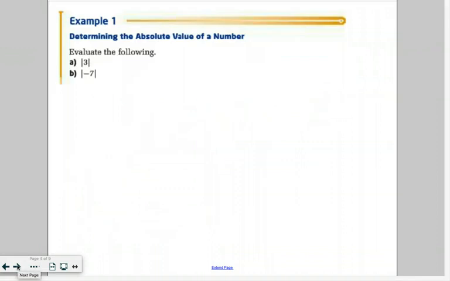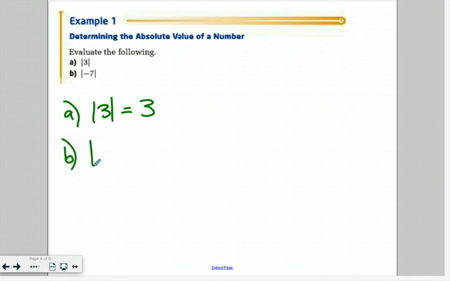Same kind of thing here. Evaluate the following. Here we have the absolute value of 3. Since the value inside is already positive, we keep it as the exact same thing, so it remains positive 3. And this is the exact same example again: the absolute value of -7. Since the value inside the absolute value signs is negative, we make it positive, and so it's just 7.